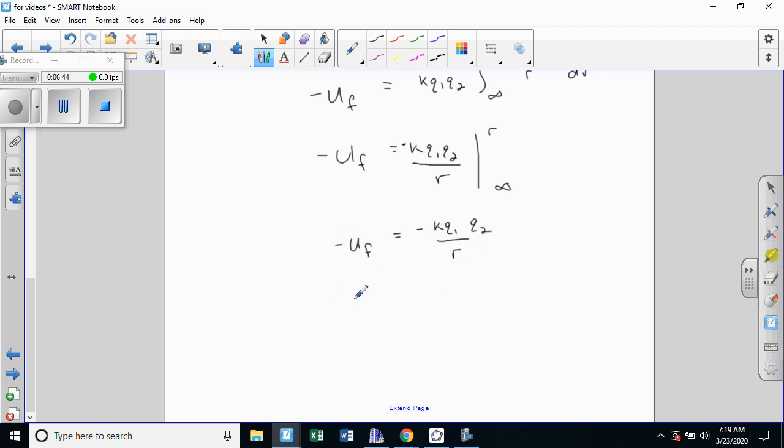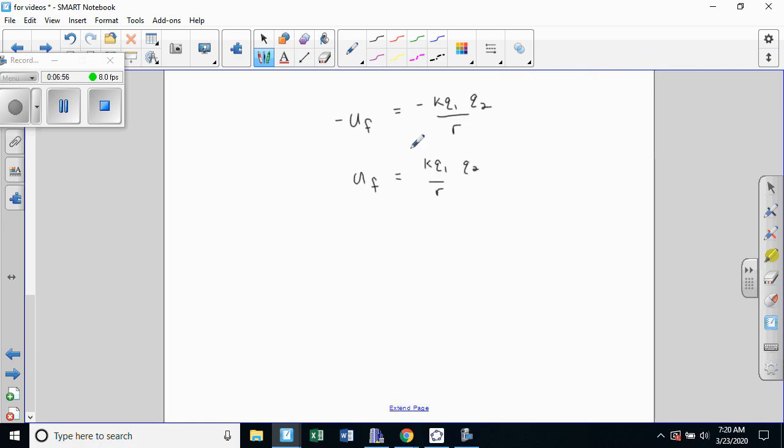The minus on both sides is going to cancel, so I say UF is equal to K Q1 Q2 over R. Okay? So the final potential energy, or the potential energy of a charge placed in the field due to another charge, is K Q1 Q2 over R. That looks incredibly similar to what we used for gravitational potential energy, which was G M1 M2 over R.